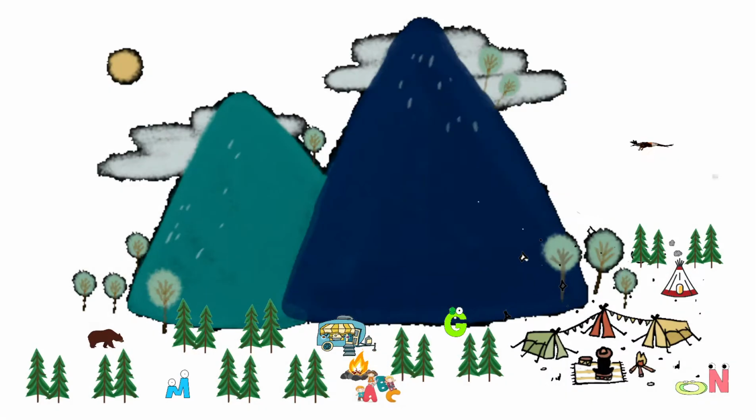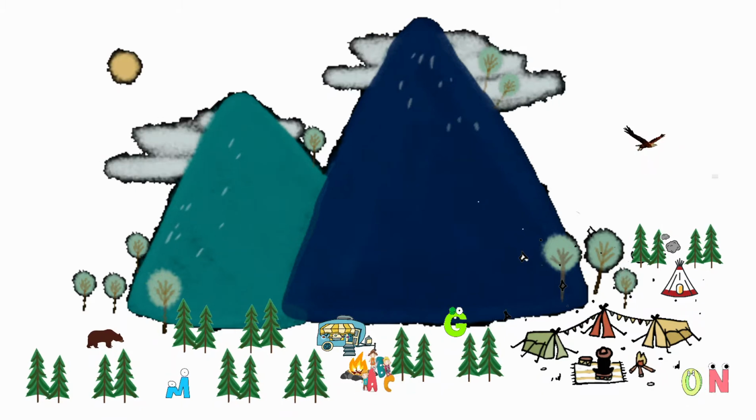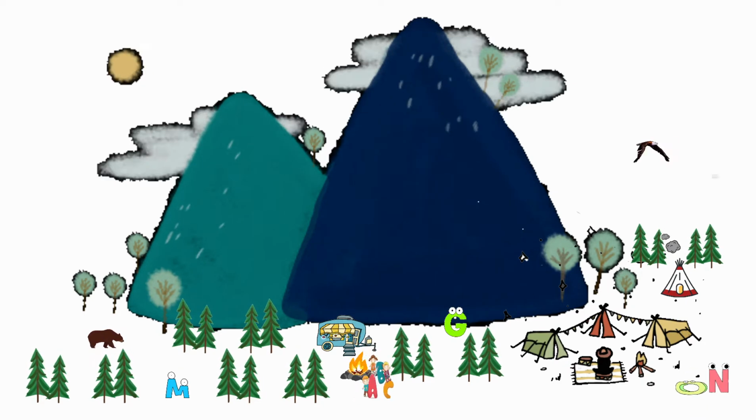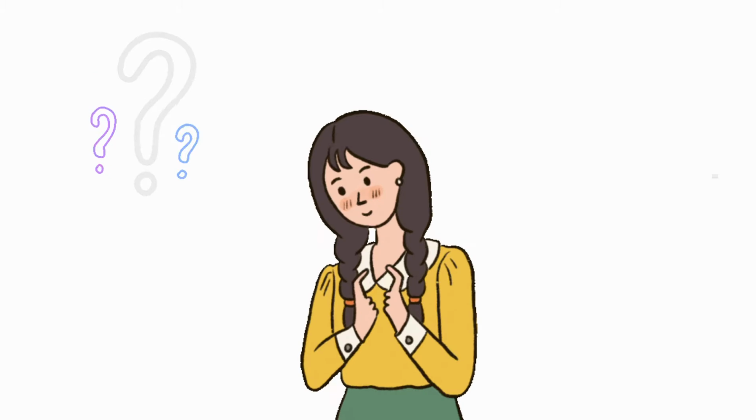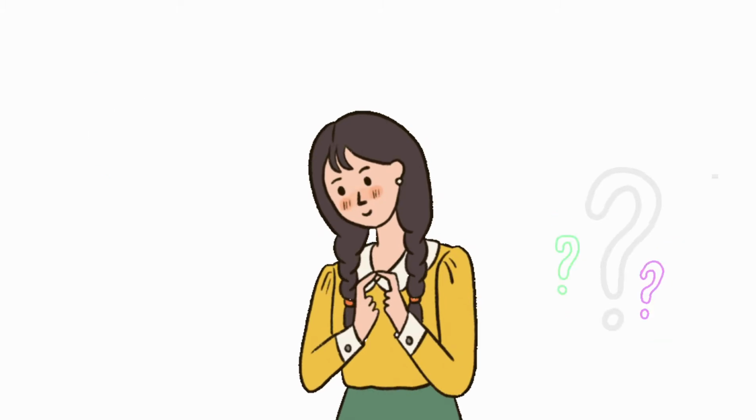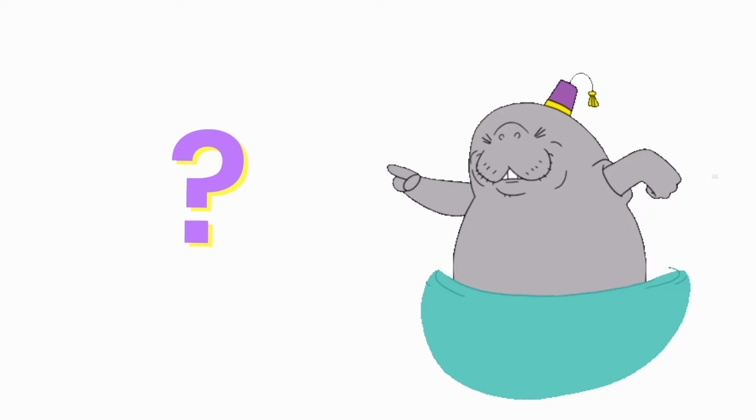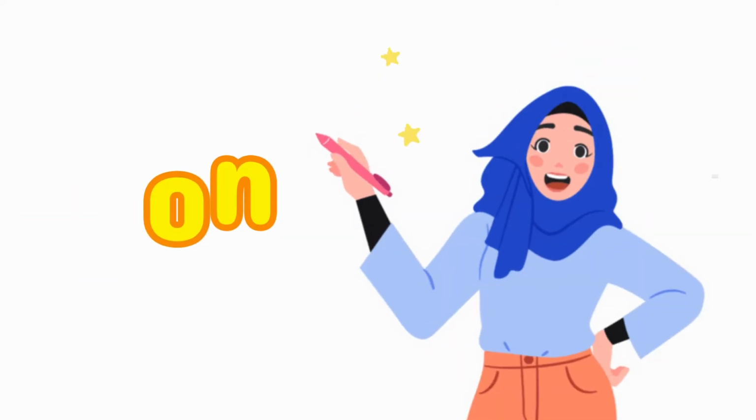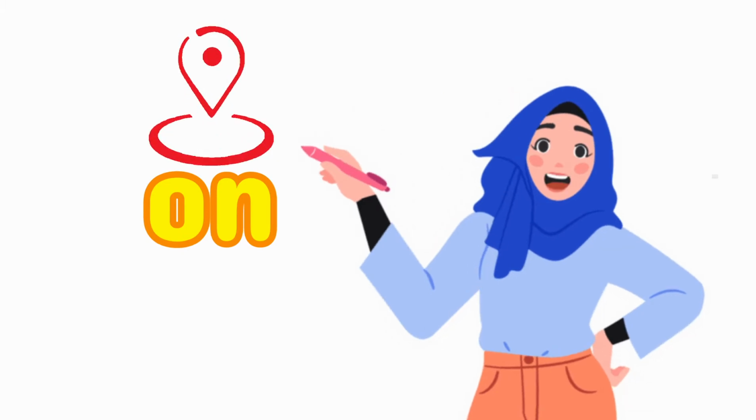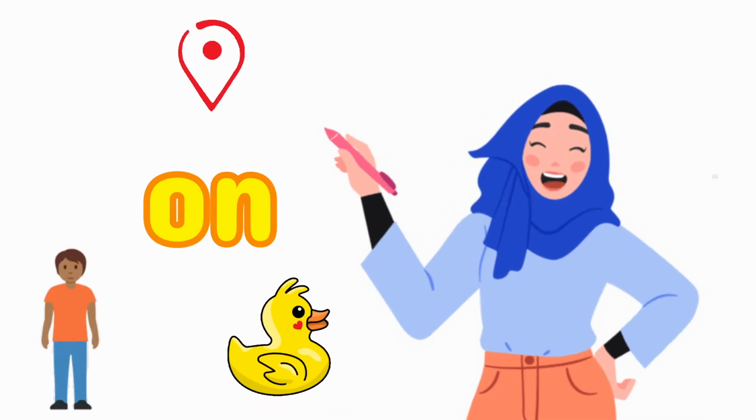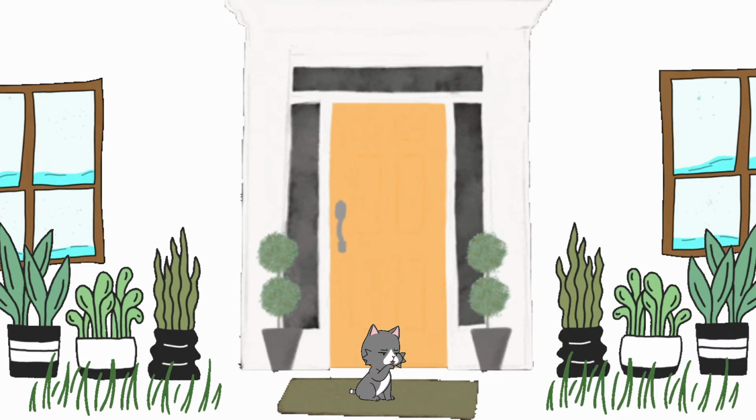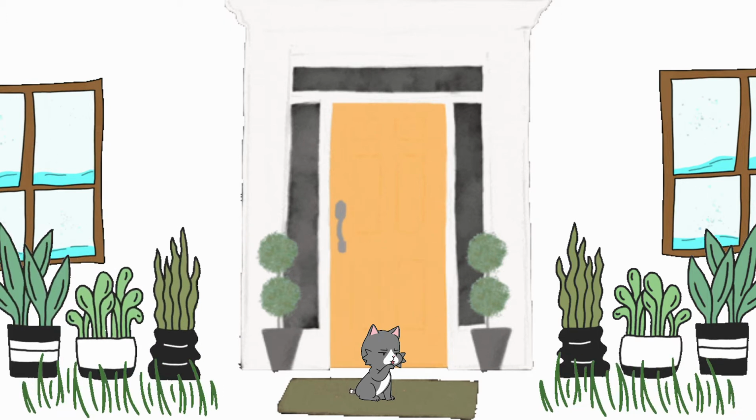Hello. The last time we were in Alphabet Land, we saw the letters O and N make a word by blending their sounds together. Can you remember the word they made? It was the word on. We can use the word on to show the position of someone or something. For example, the cat is sitting on the mat.